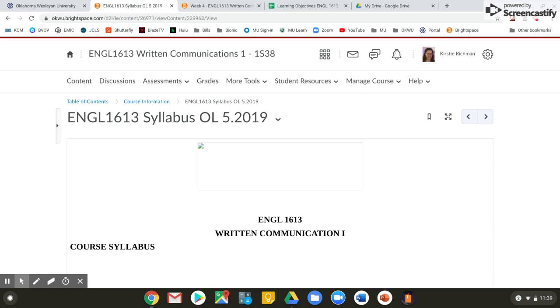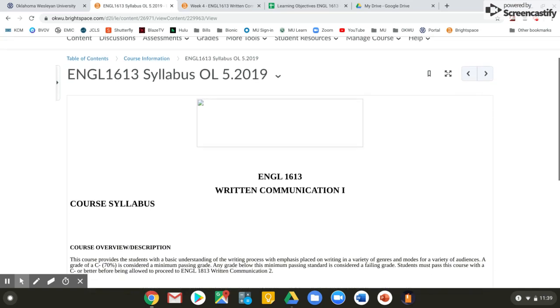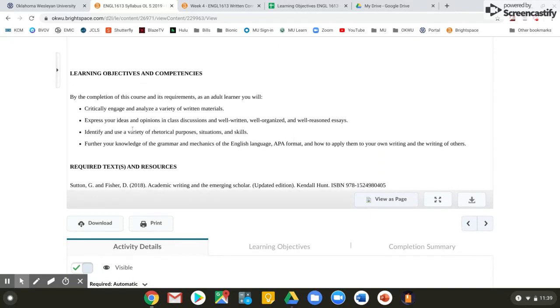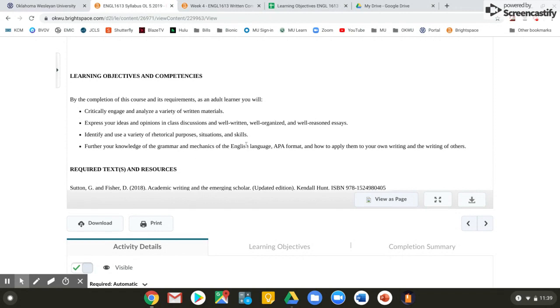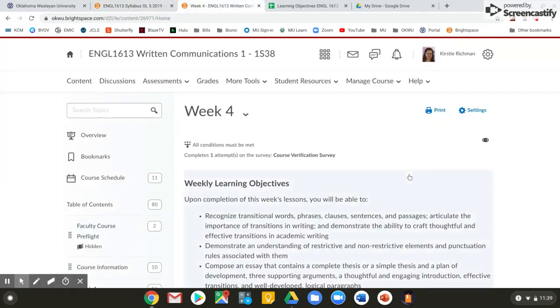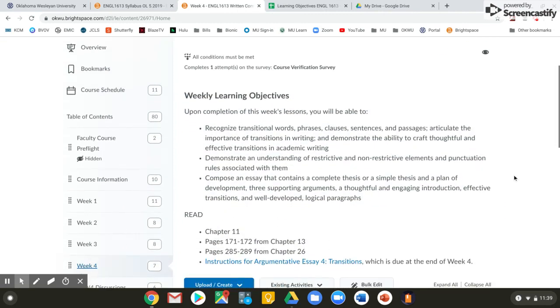So by now in the course, you should be pretty familiar with our learning objectives, especially the four in the syllabus, which are to critically engage and analyze written materials, express your ideas well with organization and good grammar, identify various rhetorical situations, and then of course demonstrate good understanding of grammar and punctuation in APA format. So how you'll demonstrate or learn those four things in week four is by focusing in these three areas.